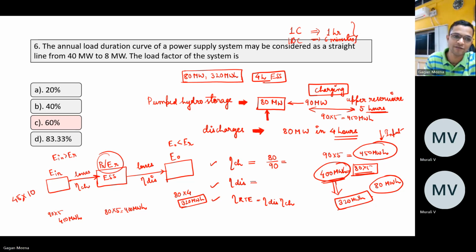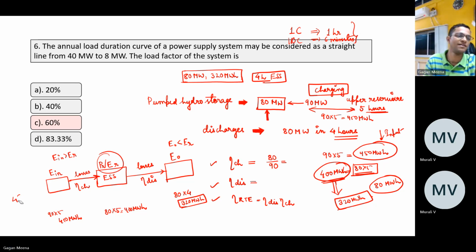So you have to make it 80. Charging is a little bit slow, but the overall energy is the same. The energy which is stored will remain the same. 80 megawatt is the rated capacity of the storage. But you are using that charging time in calculating the energy stored in the reservoir.